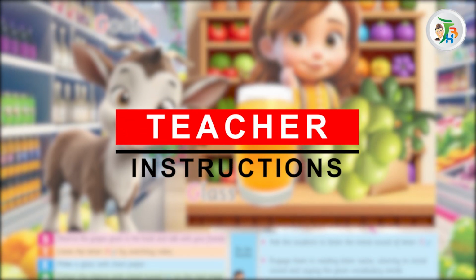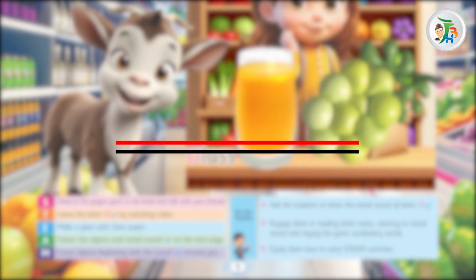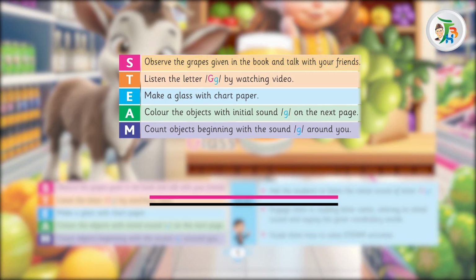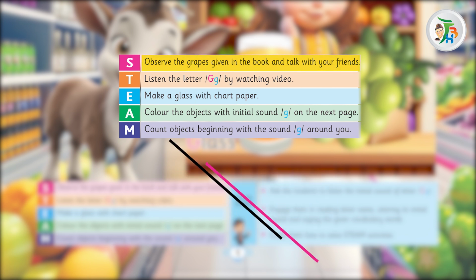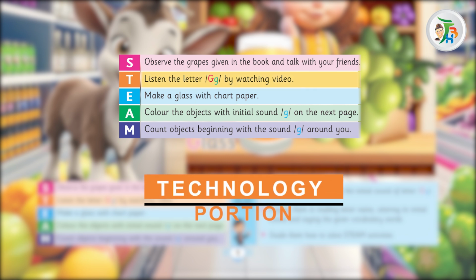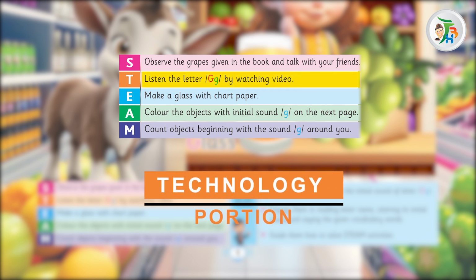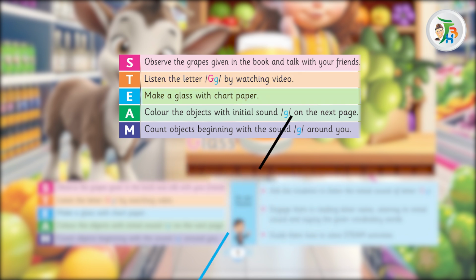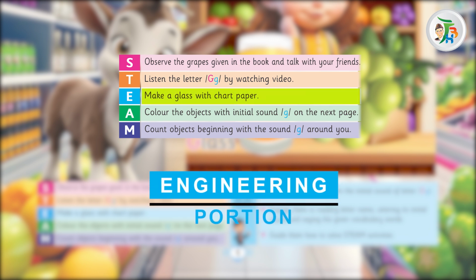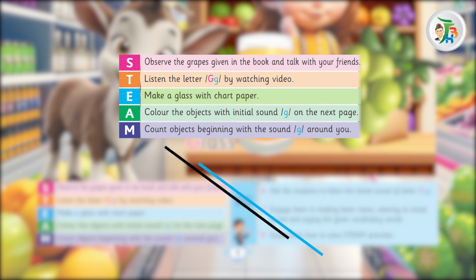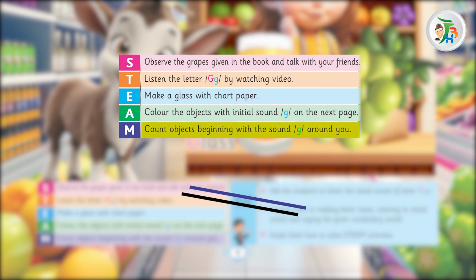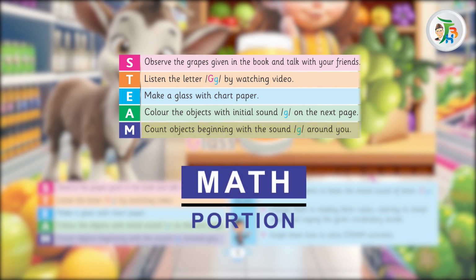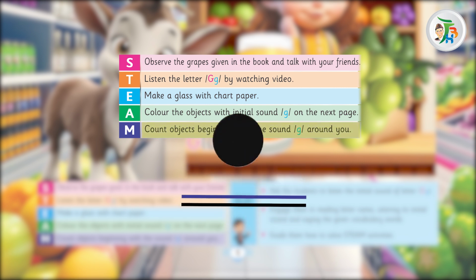Instructions for the teachers. Now dear teachers, keep the students engaged in different STEAM activities. For the science portion, observe the grapes given in the picture and discuss with your friend. For technology portion, show them the video of letter G and ask them the sound of letter G. For engineering portion, ask them to make a glass with chart paper. For arts portion, ask them to color the object on next page which start from letter G. And for the math portion, ask them to count the object near them which start from letter G.